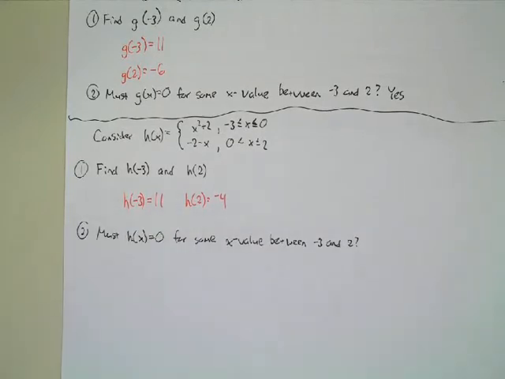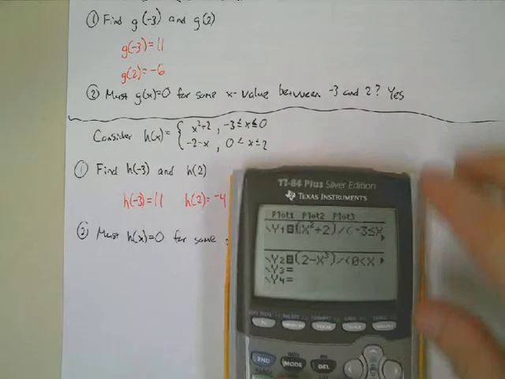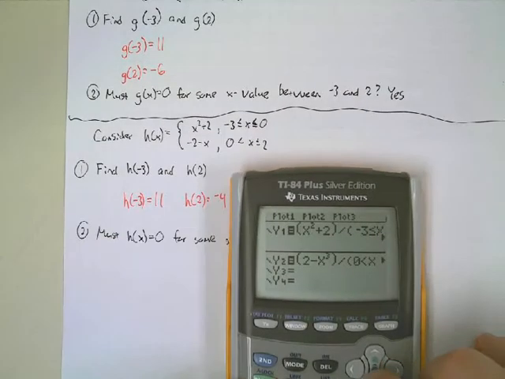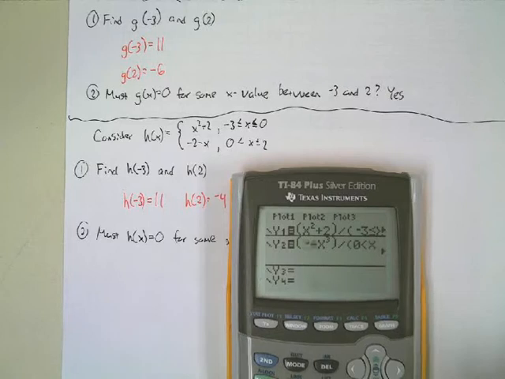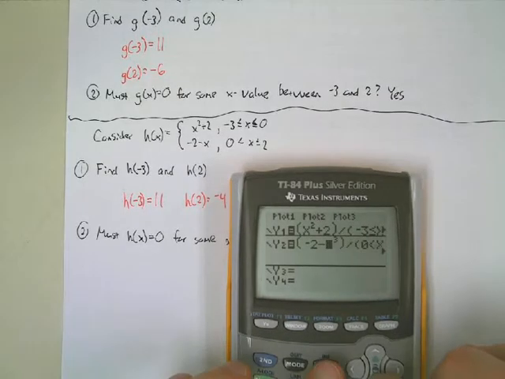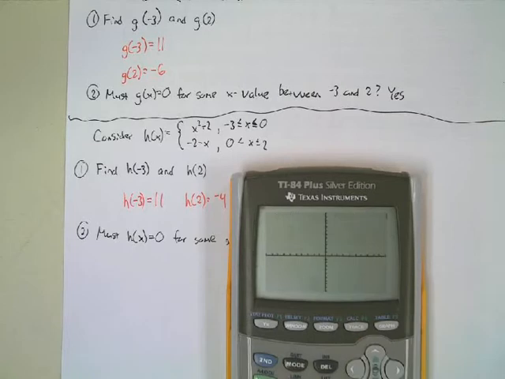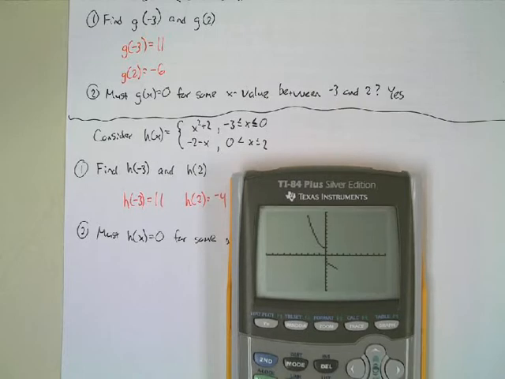And in fact, let me go back to my graph here. If I adjust my y equals, the top one stays the same, y1 stays the same, but this is going to be negative 2 minus x. I have to delete all this other junk out here. Okay, graph it. Whoa. Does our function h ever equal 0? No. And why not? Because there's a discontinuity. There's a jump there.